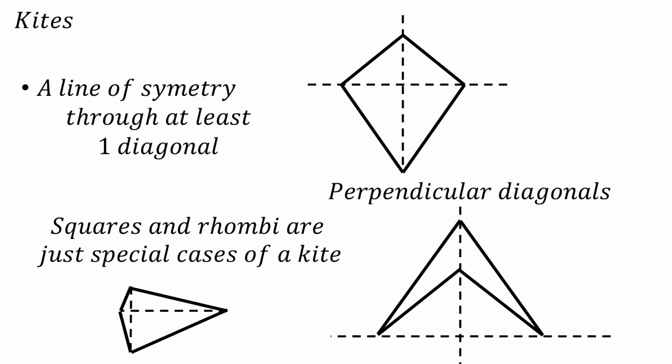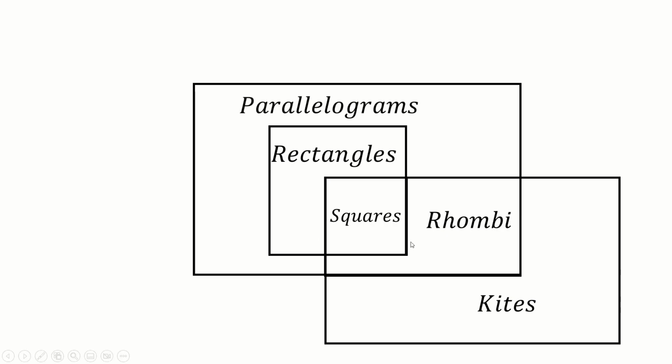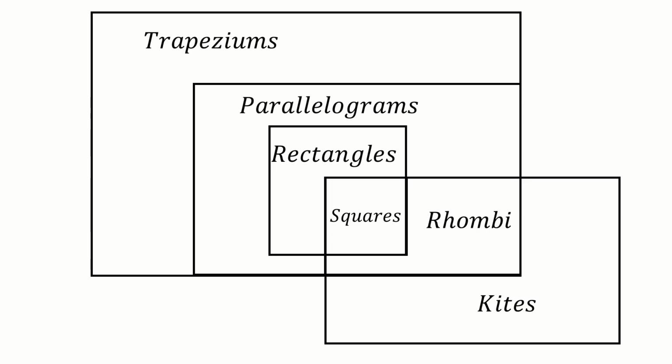I did say before, right? Rectangles do not exist in here, because they don't necessarily have symmetry through a diagonal. So kites have to exist in the space down here, but then parallelograms and trapeziums were encompassing the things that weren't kites that we had before. So that's the bigger rectangle there, and then an even bigger one for trapeziums. So this is roughly what the Venn diagram should look like.